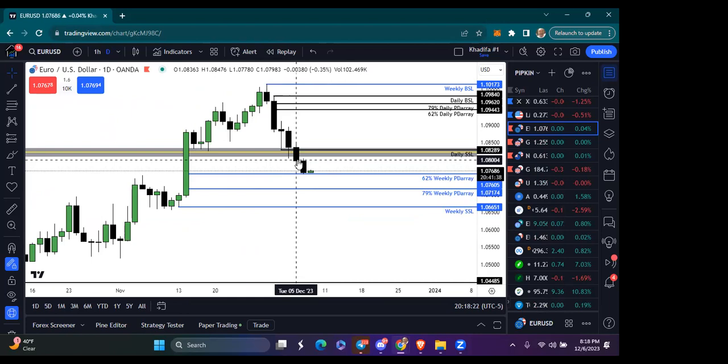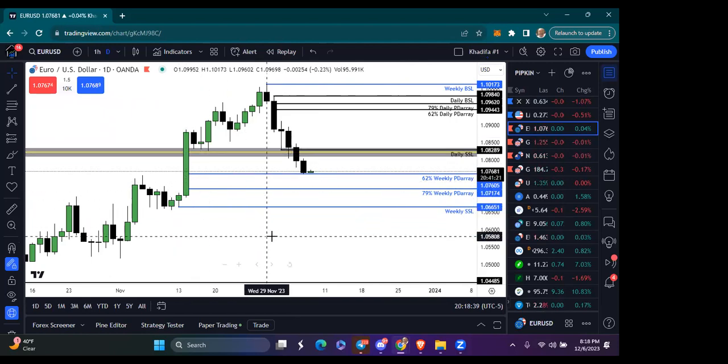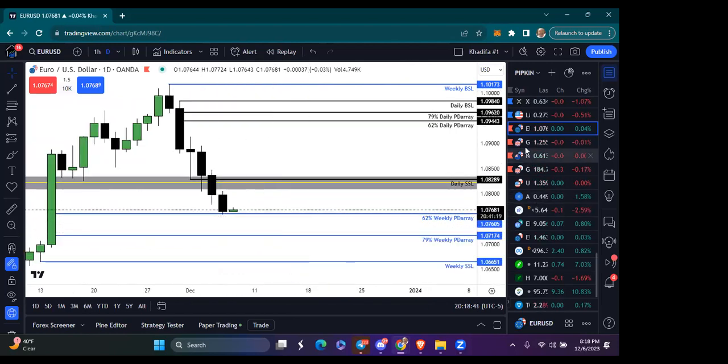I told you guys if that was to occur, then my bias for Euro USD would be for price to run down and retest the weekly PD arrays levels within this imbalance that we see from November the 14th, right? Easy peasy. Price shows you and tells you what it is that it wants to do. We just have to be aware of it and listen to it and follow the order flow.